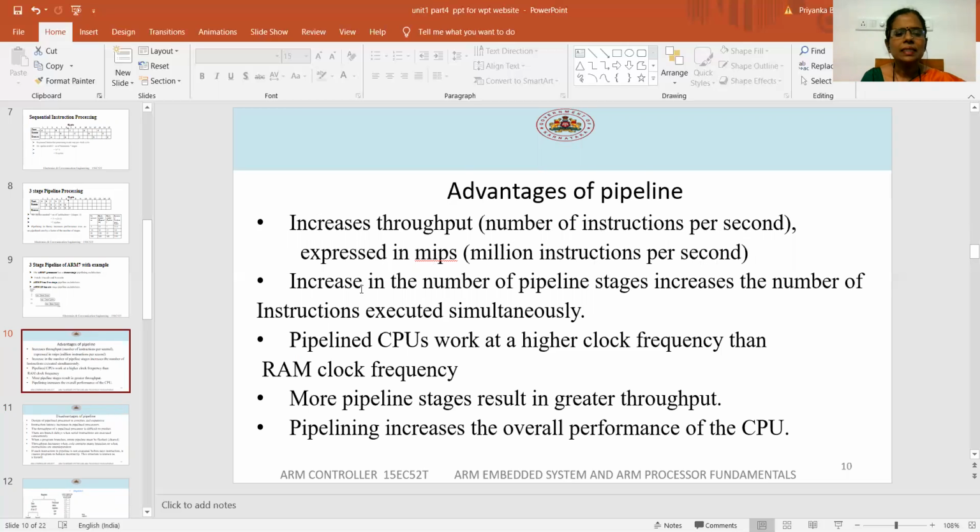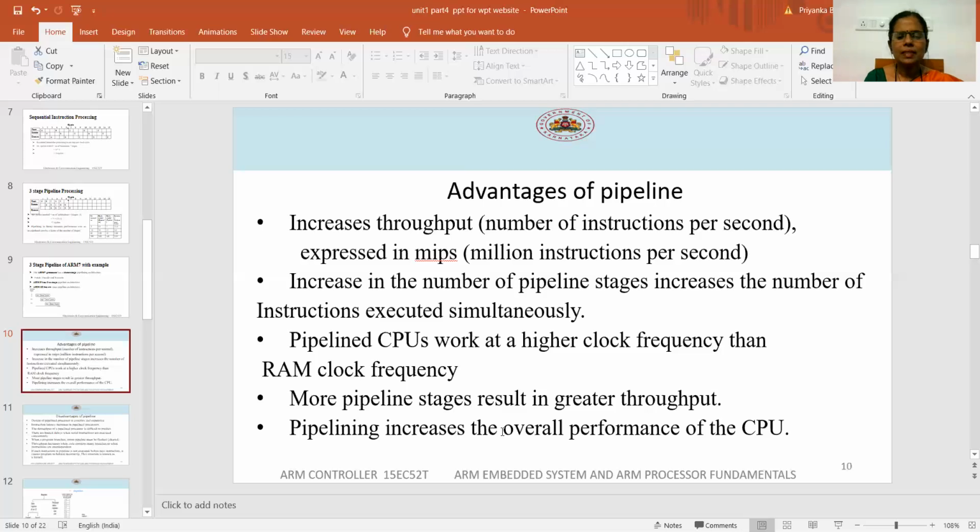And the second advantage is that increasing the number of pipeline stages increases the number of instructions executed simultaneously. So as you increase the number of stages, the number of instructions executed also increases. The pipeline CPU works because it is doing all these functions simultaneously. Definitely the CPU must work at a higher clock frequency. So pipeline CPUs work at a higher clock frequency than the RAM clock frequency. Then more pipeline stages will result in greater throughput. If the stages are more, definitely the throughput will be greater.